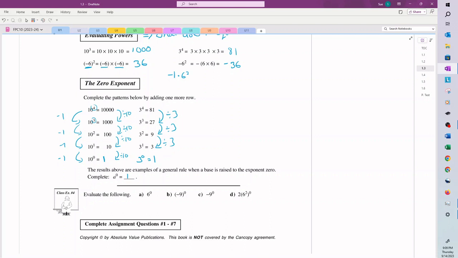So take a minute and actually let's just do these together. So 6 to the 0, that's something to the 0, that's 1. Anything to the 0 is 1. This one is a little bit trickier because remember the 0 is only affecting the 9, so this is going to be -1. And this time the 0 is affecting the bracket, so the 6 squared becomes 1, so this is 2 times 1, which is of course just equal to 2.